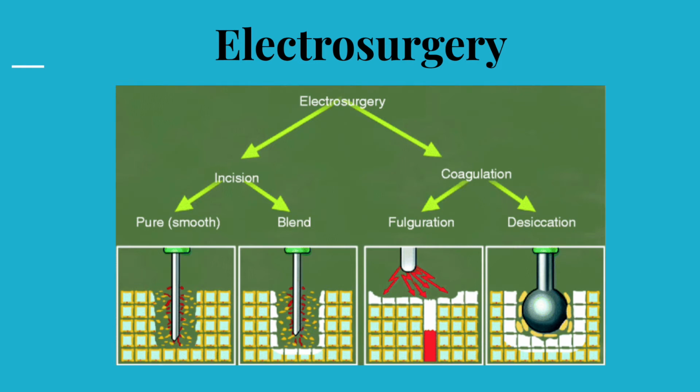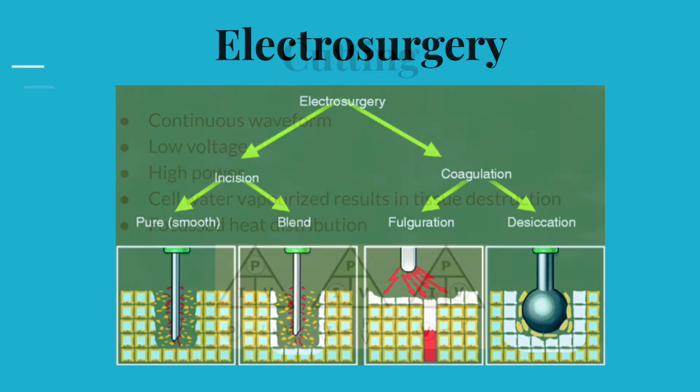Fulguration is the destruction of the superficial tissue without destroying the deep-seated tissues, as can be seen in this illustration, whereas desiccation is a state of extreme dryness by definition, and the tissue changes are due to the drying and the limited coagulation.